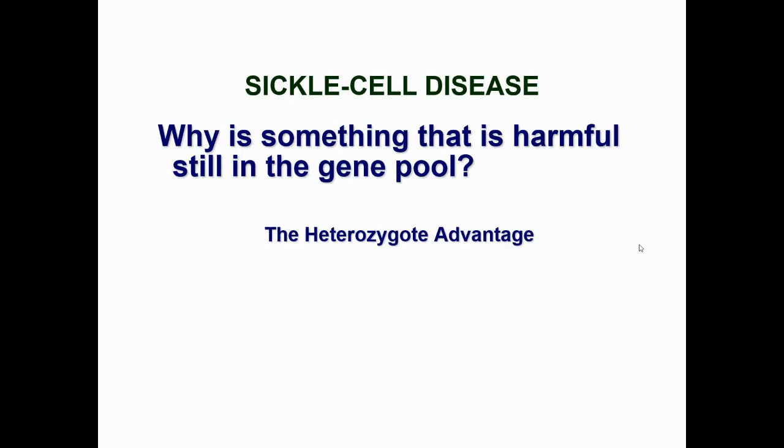All right, the last thing I want to mention on this is, why would something harmful stay in the population? I mentioned with Huntington disease, it's because you don't know you have it until you are past reproductive age, and probably have passed it on already without knowing it. Sickle cell disease is an example of something that is harmful. It stays in the gene pool.